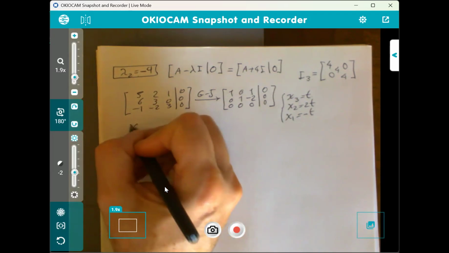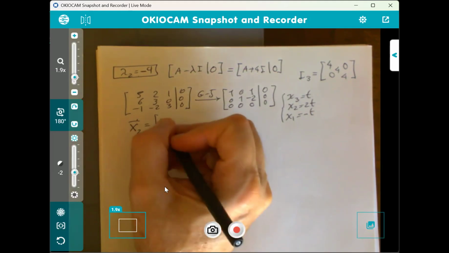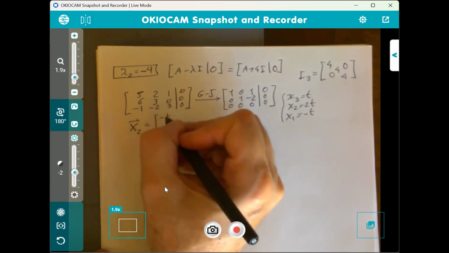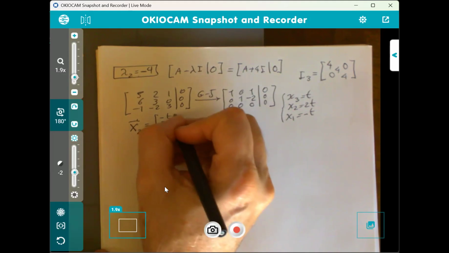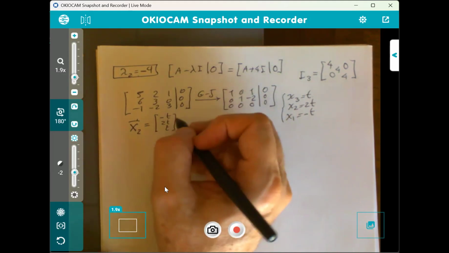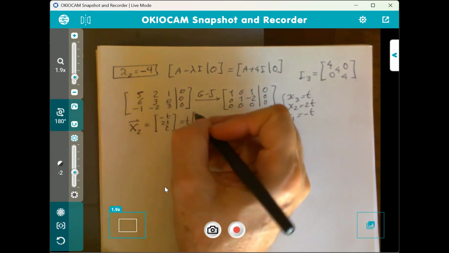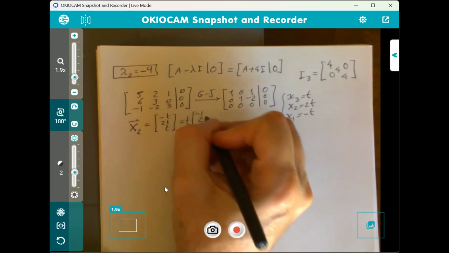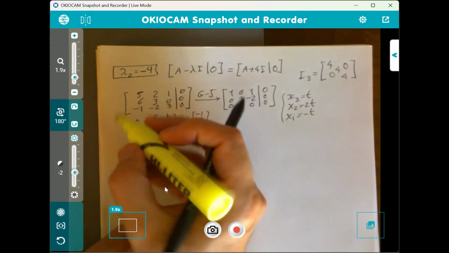And I can come up with another eigenvector, which itself is one of infinitely many. All non-zero scalar multiples of the eigenvectors are also eigenvectors. Okay, so that would be t factored out, and I get -1, 2, 1. And there you go. So this would be corresponding to x sub 2.